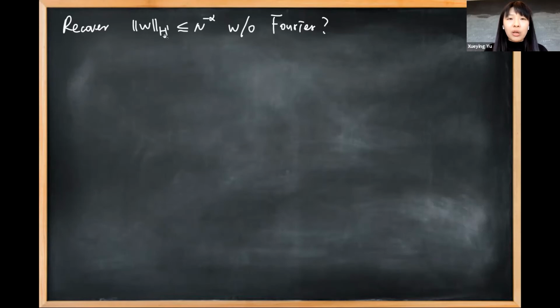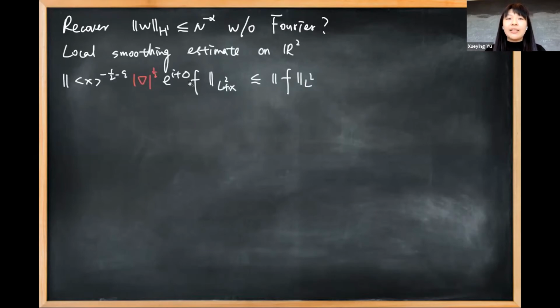Okay, so let's just recall what this estimate tells us. So this estimate basically tells us you start with something rough, but you end up with something smoother. That's it. And are there any other properties or any other estimates that you can use to recover this idea? So what we thought of here is the local smoothing estimate. Okay, so I show you this local smoothing estimate on R2. So by local, I mean you need to put a weight.